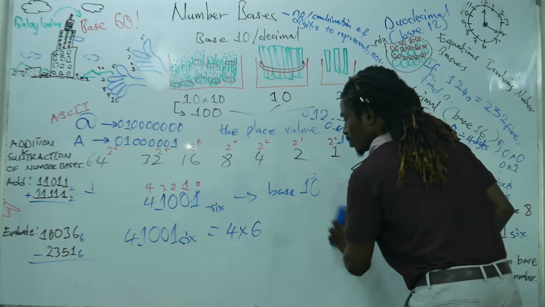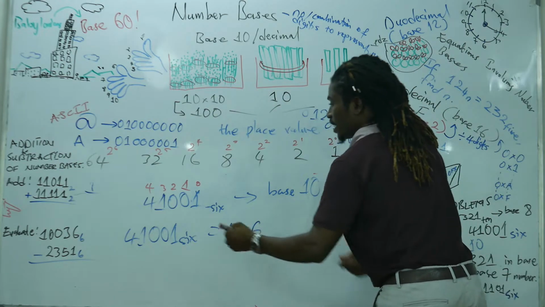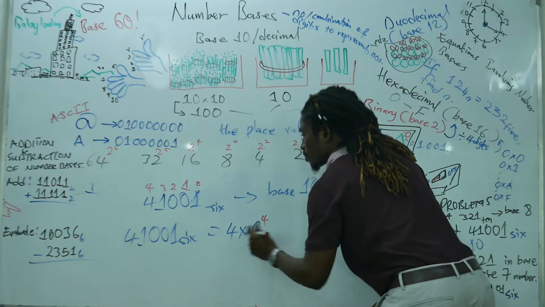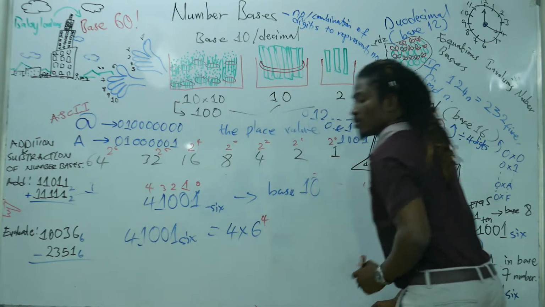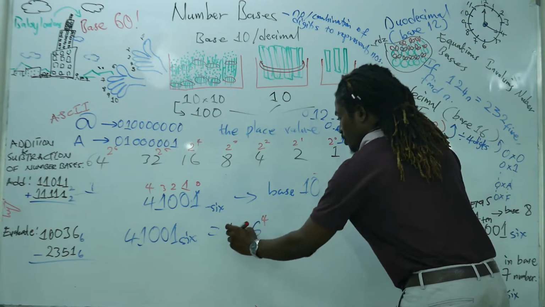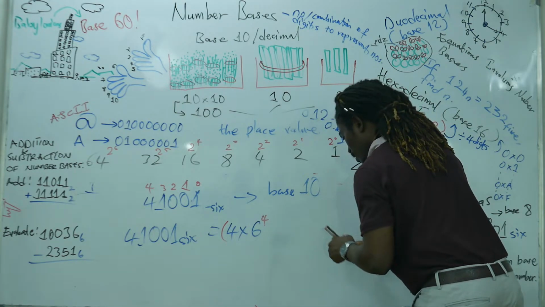So that's 6, but then raised to the power 4. So we have 5 digits, and often you have one less at the beginning. So we start from there.